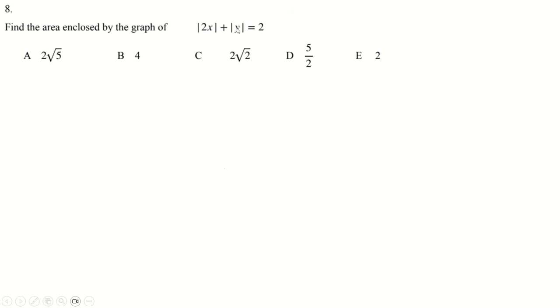We've done questions like this before with mods. We treat the areas differently. Over here, x is positive and y is positive. So neither of these two mods are doing anything at all. So we're just going to draw a graph 2x plus y equals 2.